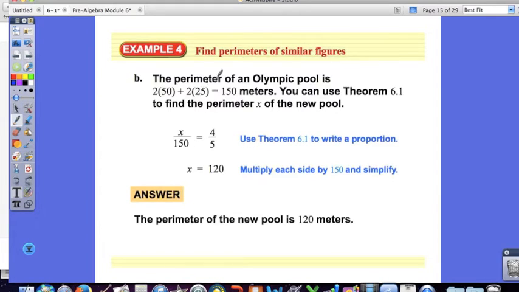The perimeter of an Olympic pool, as we said earlier, is 50 by 25. That's 50, that's 25. So the perimeter of an Olympic pool is 150. We're going to have the same scale factor. So when we cross multiply, we would get that x is equal to 120.